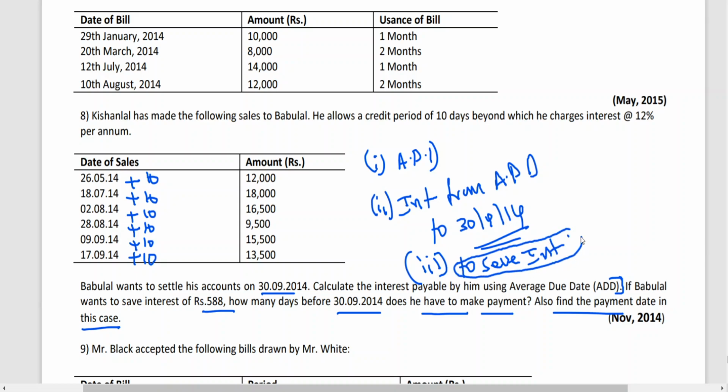So we are having three parts in the problem. First, let me calculate average due date. For 26th May, you need to add 10 days. 26th May, 10 days, it is coming to balance of days at May.